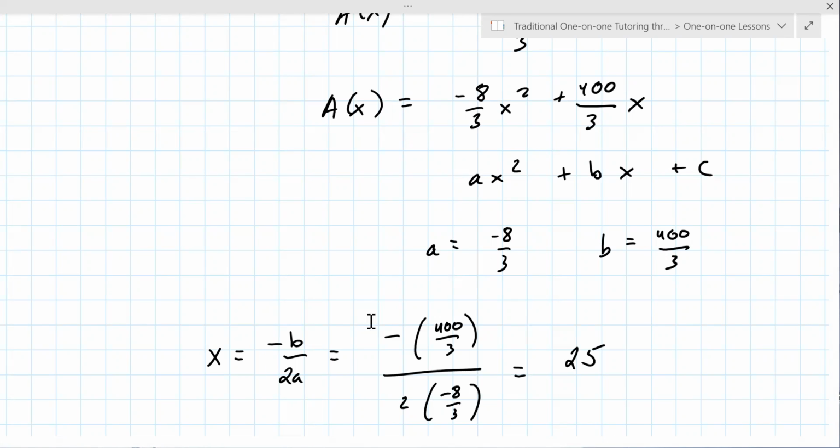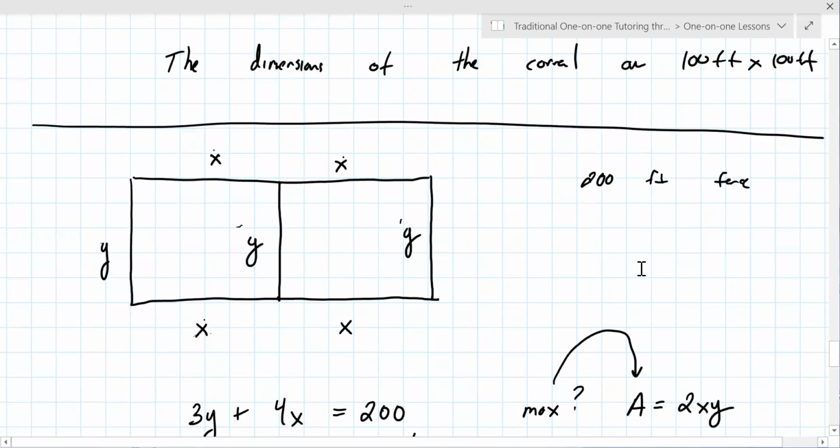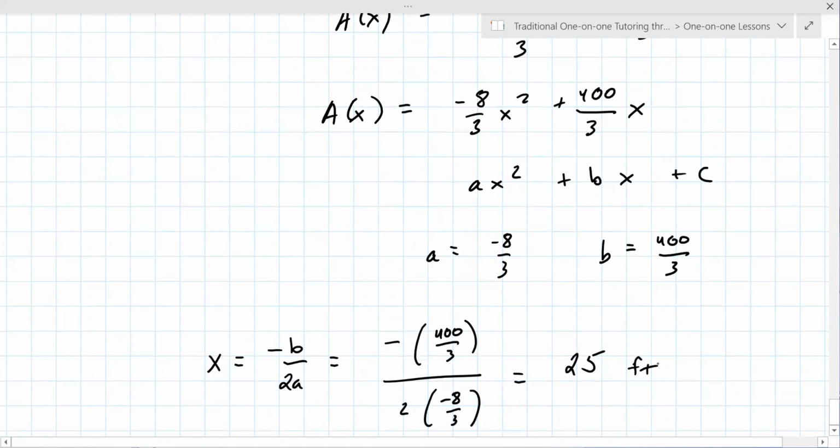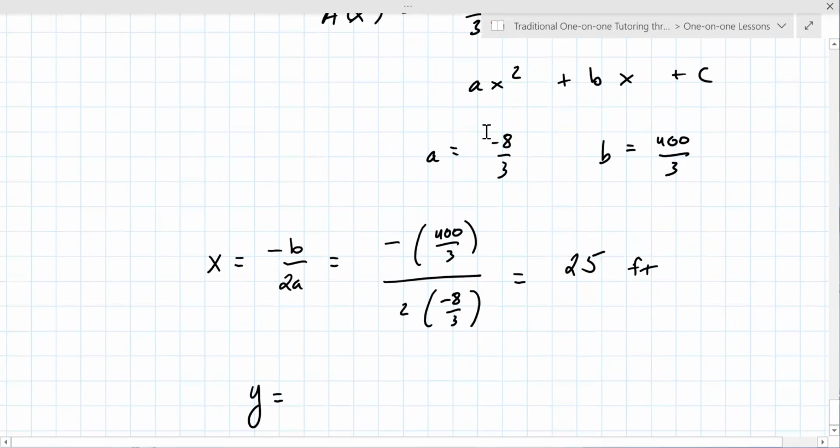So x is 25. If we go all the way back to the beginning of the problem, we remember that it's in feet. So x is in feet. Okay. And we can then find the y value. So the y value is from putting the x value back in to the quadratic. So you're putting it back into minus 8/3 x squared plus 400/3 times x.